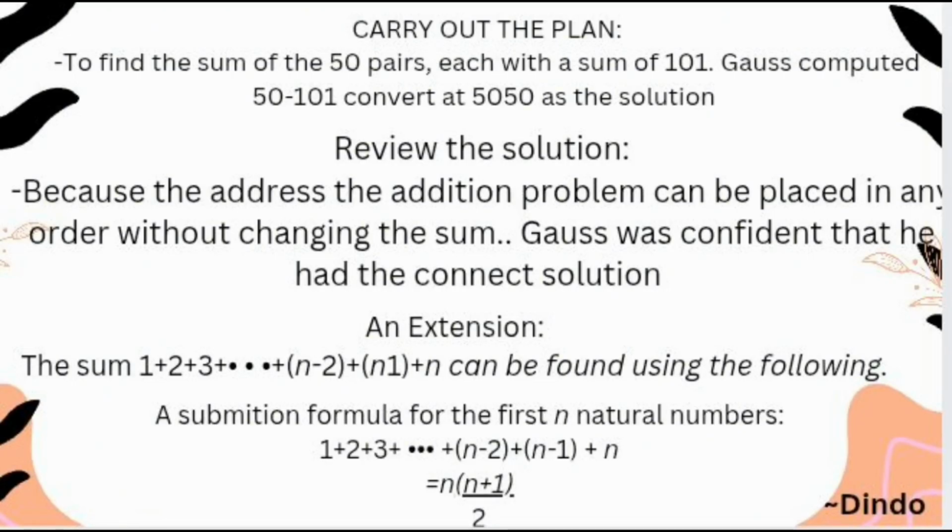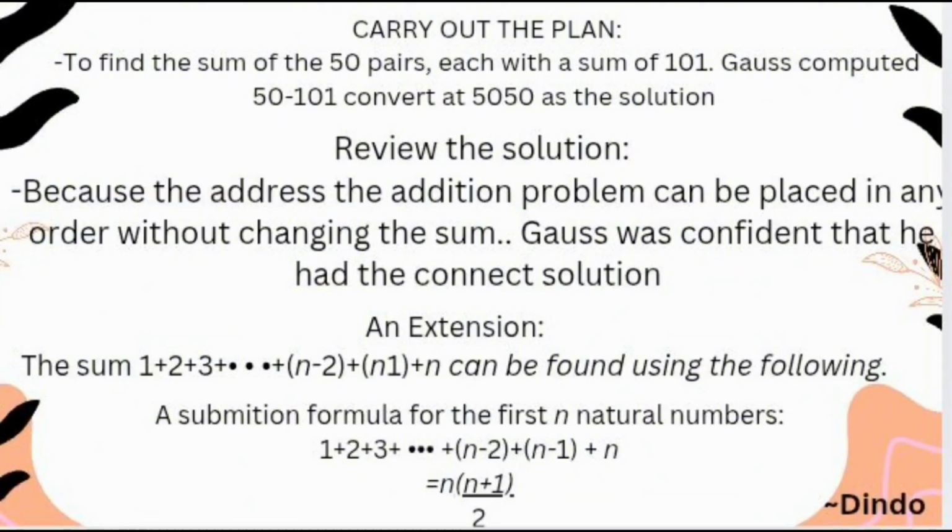And next is to carry out the plan. To find the sum of the 50 pairs, each with a sum of 101, Gauss computed 50 times 101 and arrived at 5,050 as the solution. To review the solution, because the addition problem can be placed in any order without changing the sum, Gauss was confident that he had the correct solution.